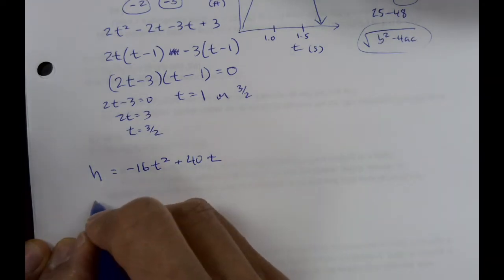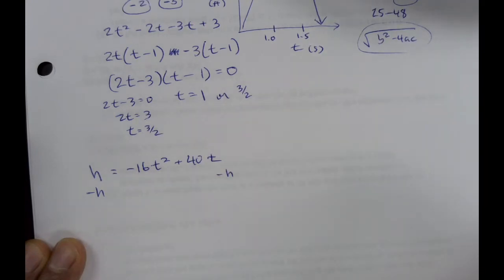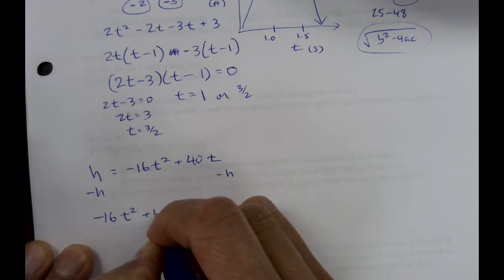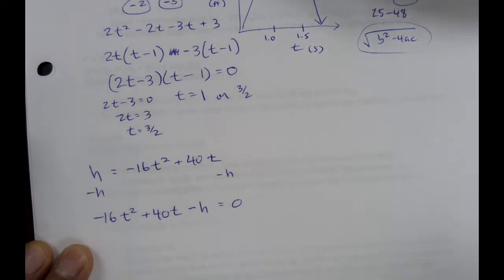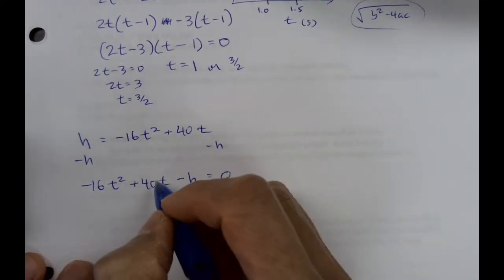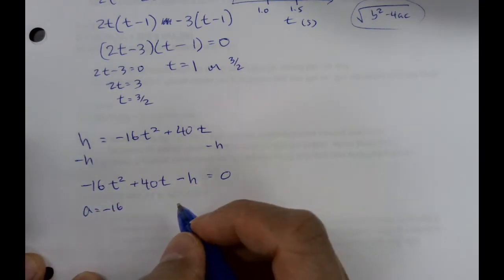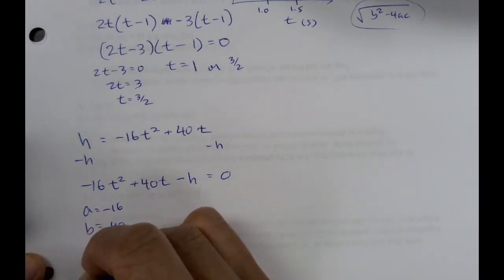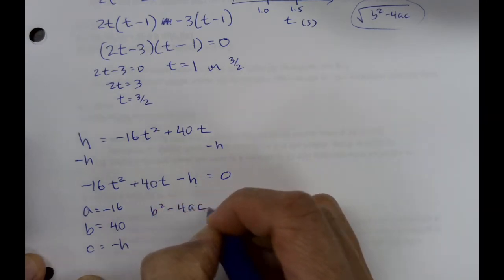Okay, so we still need to set this into equals, something equals 0 form, so we'll do that. Minus h equals 0. Alright, in this case, a is negative 16. So we're going to look at the discriminant. B is 40, c is negative h, and so b squared minus 4ac.